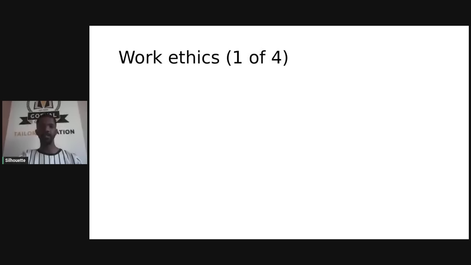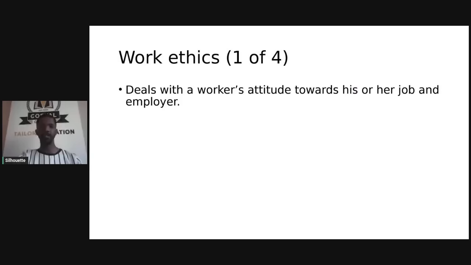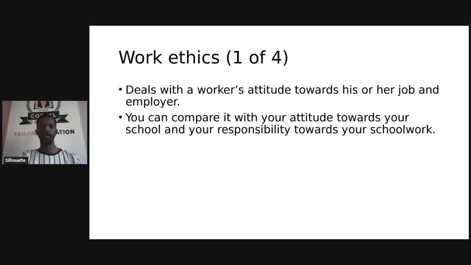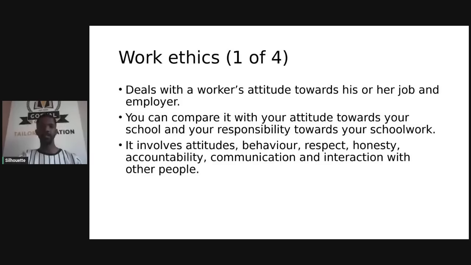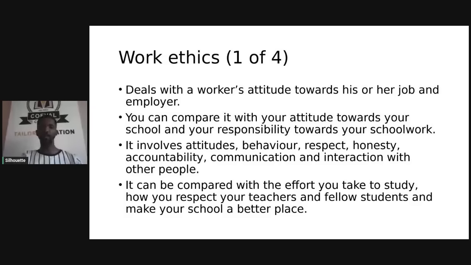And then work ethics. This is an important question. It does appear quite a lot in the exams when I look at the past exam question papers. Okay, so work ethics deals with the worker's attitude towards his or her employer. You can compare it with your attitude to your work and your responsibility towards your schoolwork. It involves attitudes, behavior, respect, honesty, accountability, communication, as well as interaction with others. It can be compared with the effort you take to study, or how you respect your teachers and fellow learners and make your school a better place.